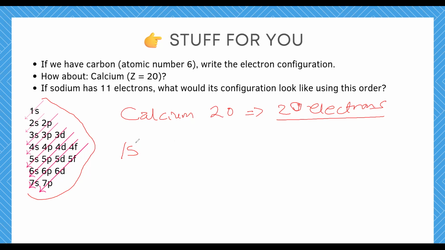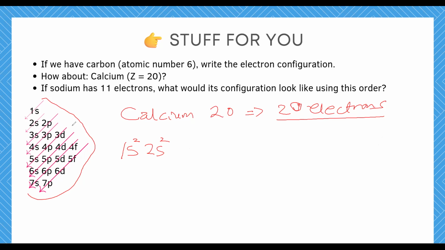How many electrons can stay here? 2. I've written 2. How many electrons are remaining now? 18. Good. So what is the next thing to write? What does the next arrow touch? 2s. Okay, let me write it. How many electrons can stay here? 2. How many electrons are remaining for me to provide accommodation for? 16. Let's go.